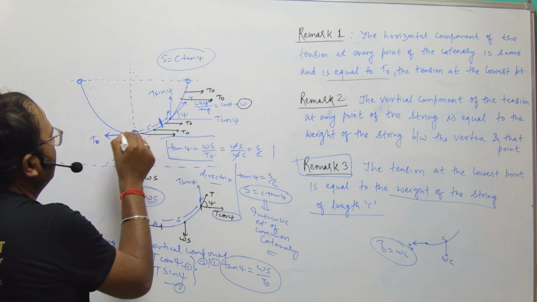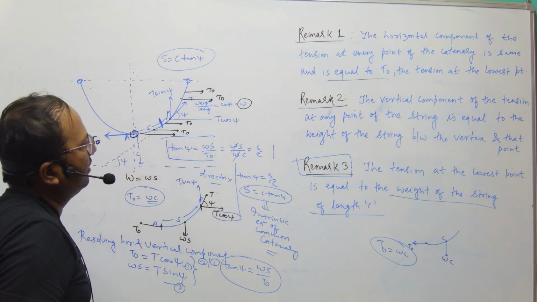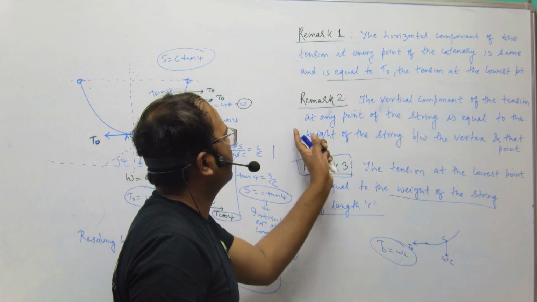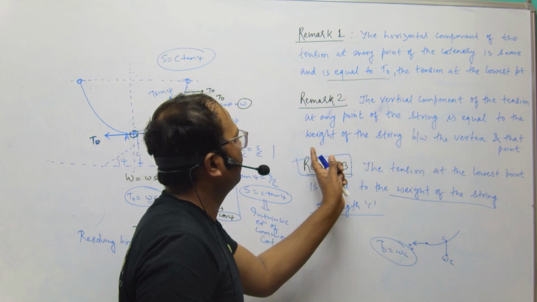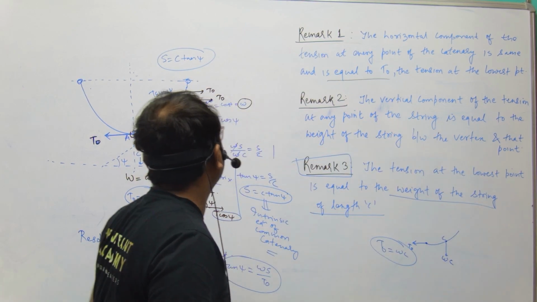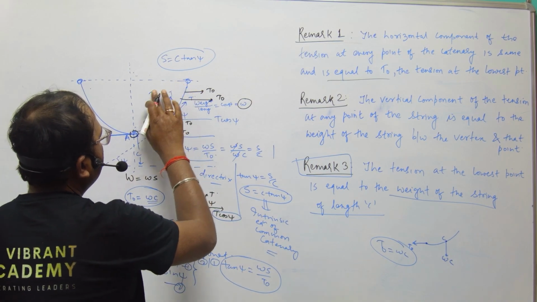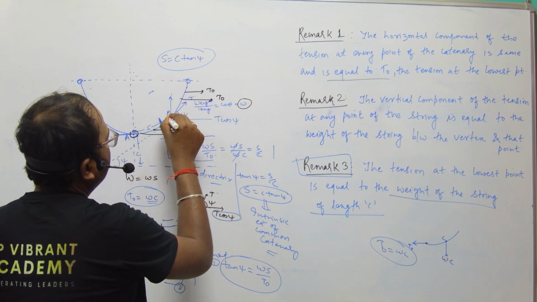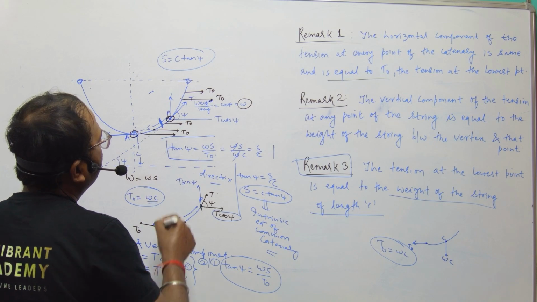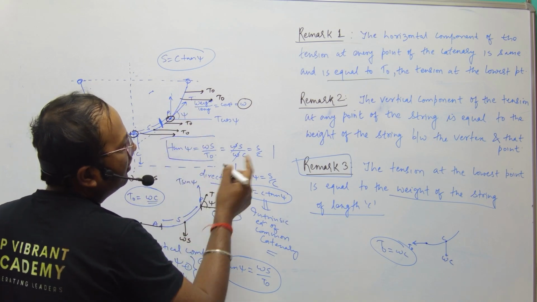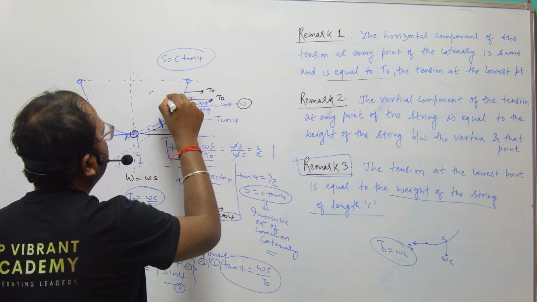So this is the tension at the lowest point, that is T naught. In remark 2, the vertical component of the tension at any point of the string is equal to the weight of the string between the vertex and that point. Okay, so the tension at any point P, let us take this as point P, the vertical component.